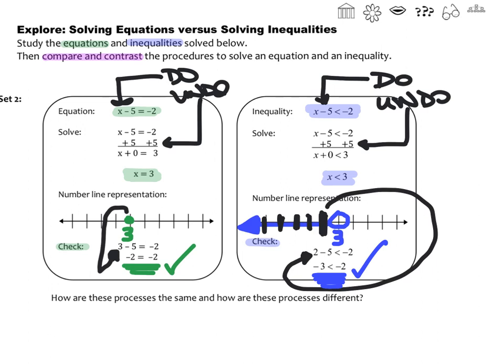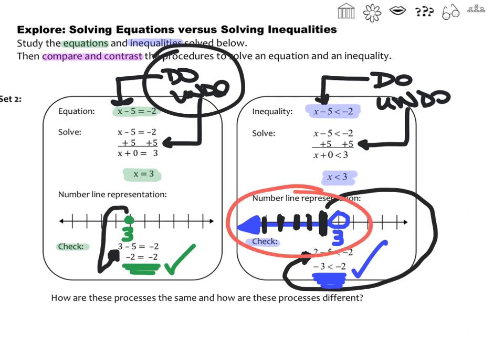Notice how many things are absolutely the same when I solve an equation and I solve an inequality. Things that stand out as being absolutely the same: identifying the do-undo. Things that stand out as being somewhat different: the manner in which they're graphed. My check is still done in the same way. The only difference is when I check an equation, I use the one solution. When I check an inequality, I can use any of the solutions from the line on my graph.